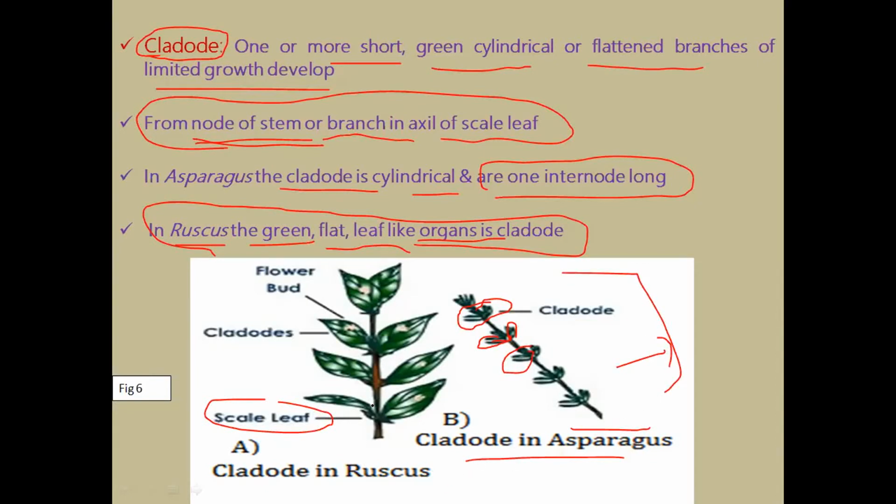This is ruscus. So you can see this short leaf is scale leaves, and this long one is a modified leaf known as cladode. So cladode develops at the axil of scale leaves.